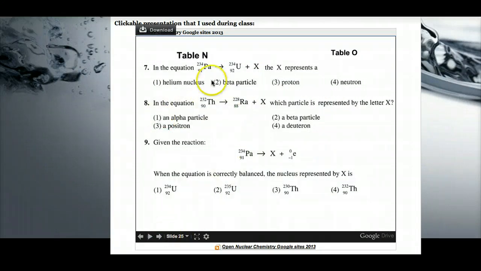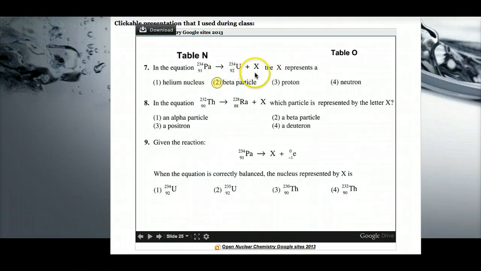Okay, and then we have some questions here revolving around the X. I'll just do one and we'll move on. I got plutonium-234, atomic number 92, becomes uranium-234, 92. What's X? Well, what number on top plus 234 equals 234? 0. What number plus 92 equals 91? A negative 1. So I got a 0 and a negative 1. If I go to Table O, that matches a beta particle. And that's how you do a nuclear equation. If you have a problem with that, it's an easy skill.